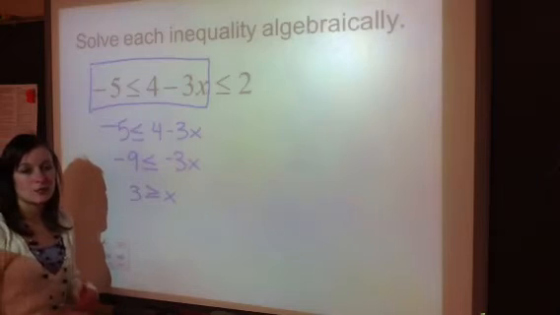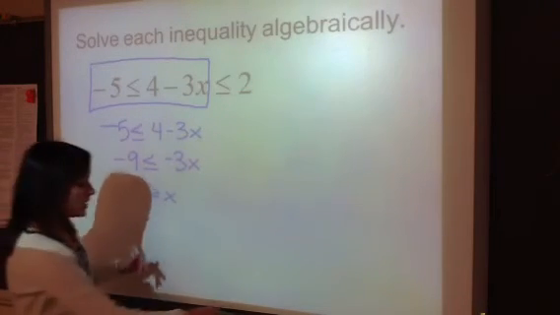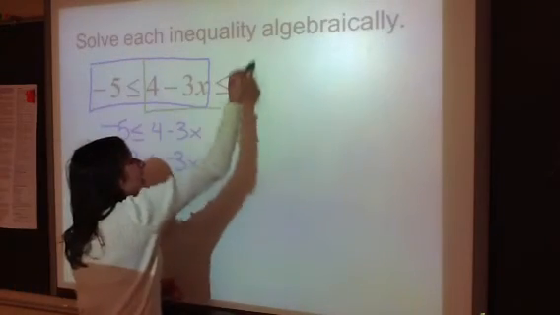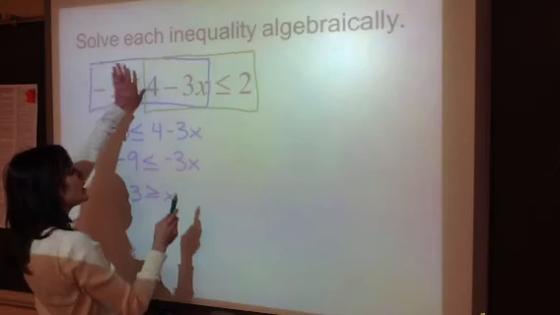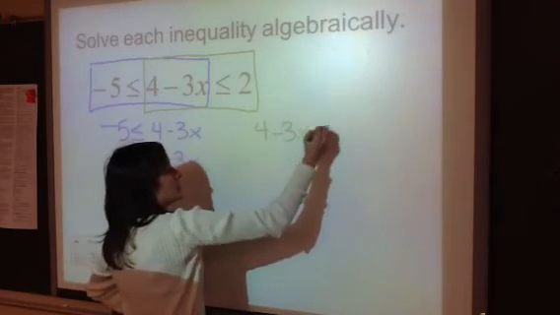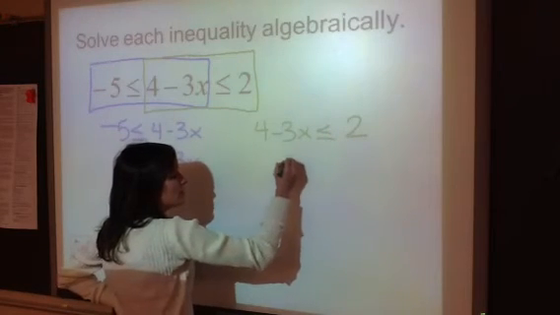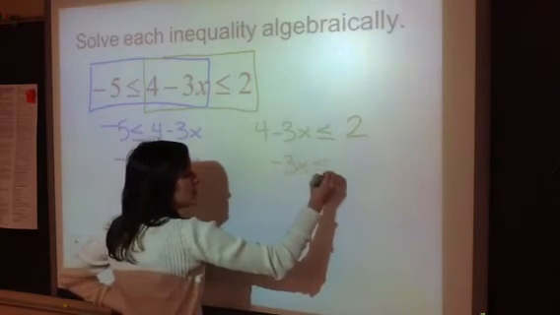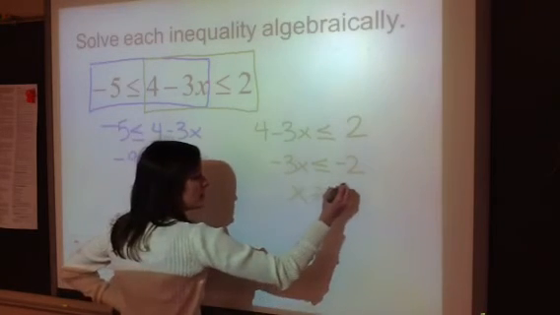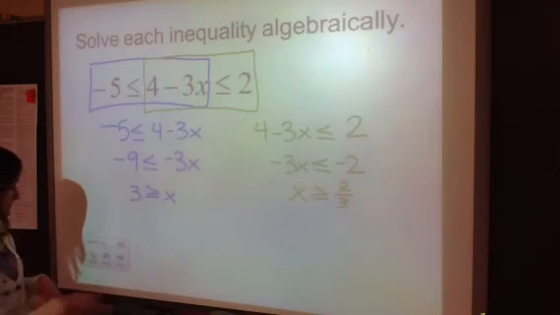Why did I flip the symbol? I divided by a negative. Alright, so then, after that, you look at this half. So you take off from the inequality symbol over. So then we have 4 minus 3x is less than or equal to 2. Solve it the same way. So negative 3x is less than or equal to negative 2. Divide by that negative 3. So yes, you must flip your symbol. And there you go. There's your two answers.